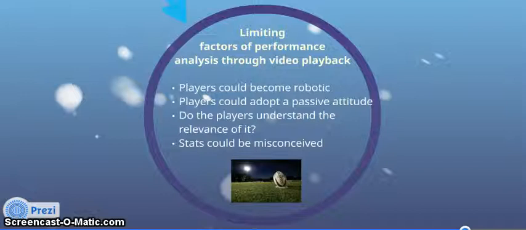Also, there is the importance of whether the players understand why they're using the feedback. If players do not understand the reasons for them being involved in the video feedback, they will not want to undergo this method of feedback as they may not understand the advantages to themselves. The statistics within notational analysis can be misconceived without the appropriate research beforehand. Therefore, this should also be considered.